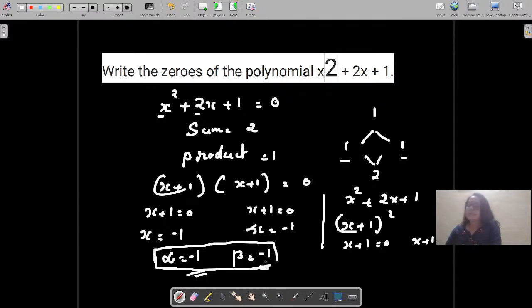Okay, children. If you know this, write this. Directly you can find out the answer. That is x is equal to minus 1 and x is equal to minus 1. Now, we will go to the next question.